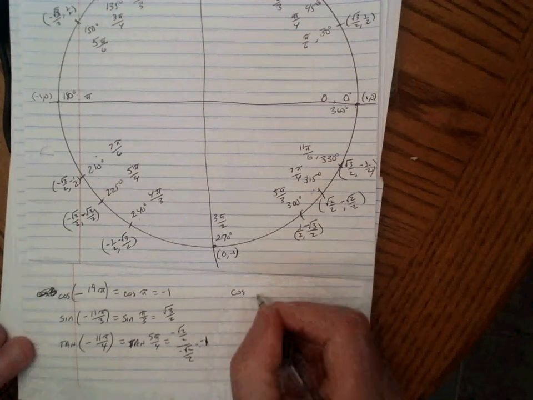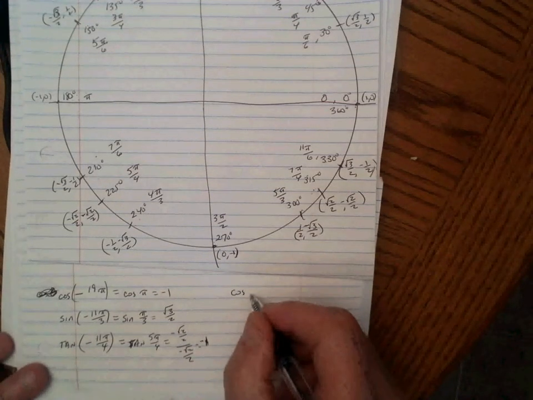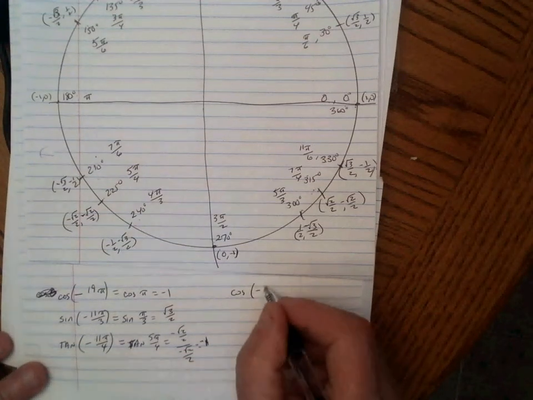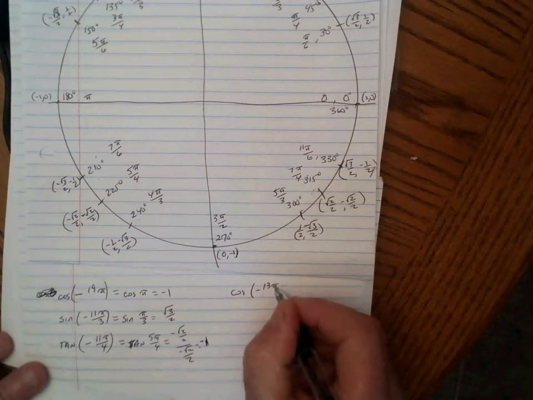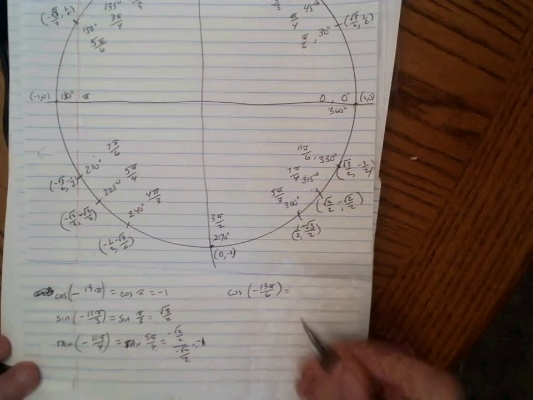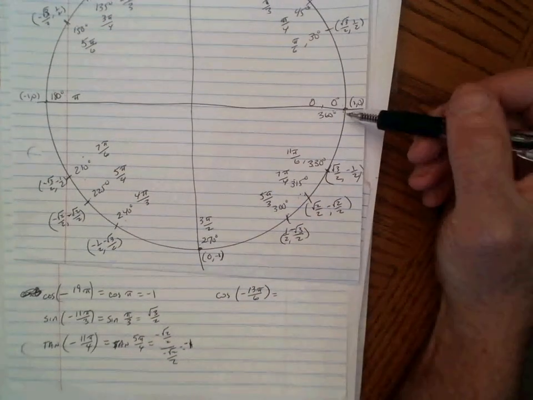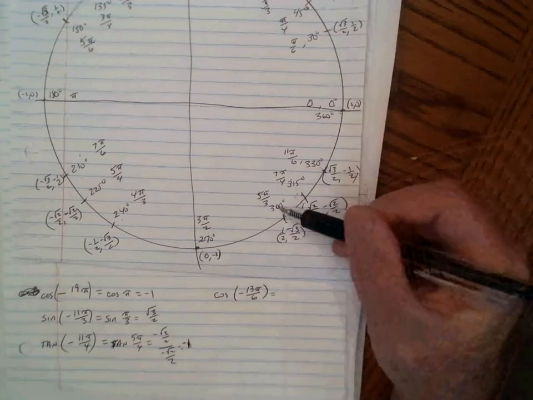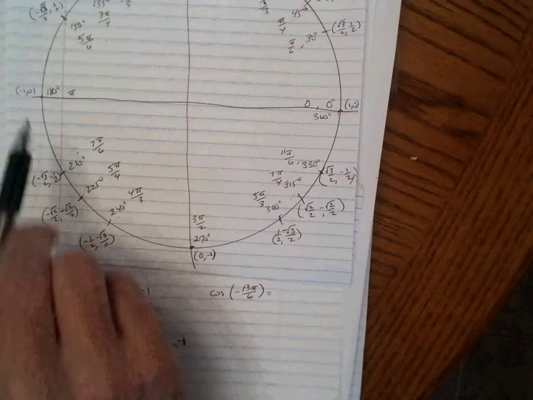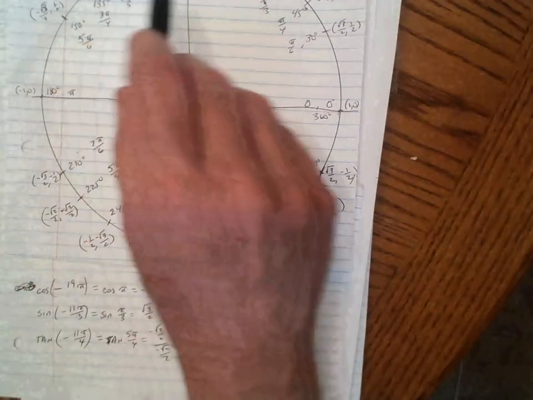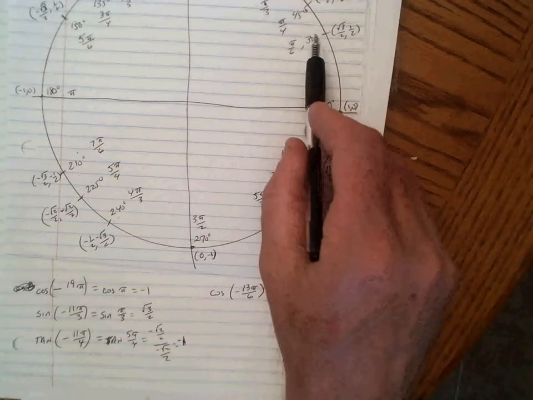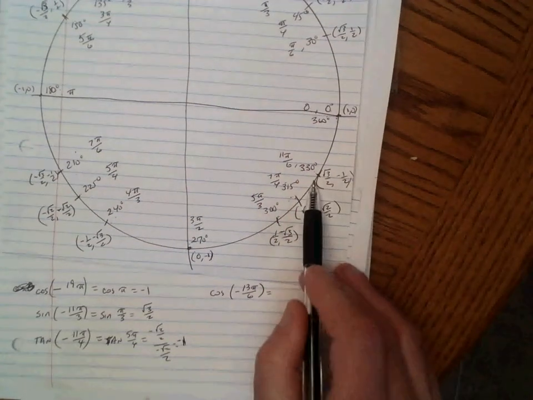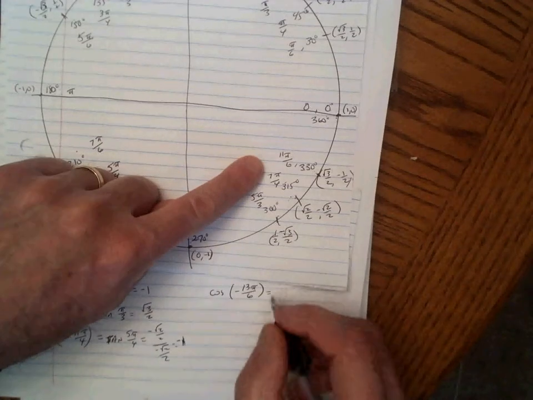If we were going to do cosine, haven't done any pi's over 6s, have we? Let's do negative 13 pi over 6. So again, we count by 30 degrees because that's pi over 6, so we're going backwards, clockwise. Negative 1 pi over 6, 2 pi over 6, 3 pi over 6, 4 pi over 6, 5 pi over 6, 6 pi over 6, 7 pi over 6, 8 pi over 6, 9 pi over 6, 10 pi over 6, 11 pi over 6, 12 pi over 6, 13 pi over 6.